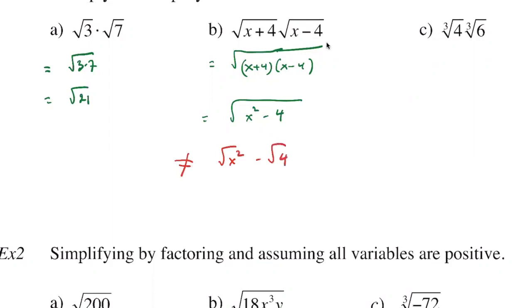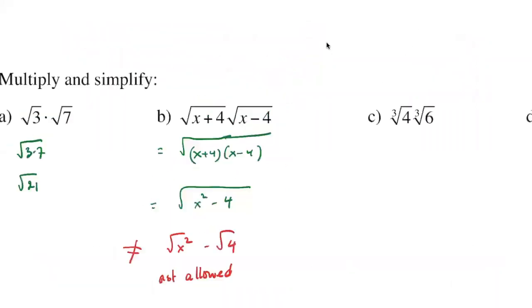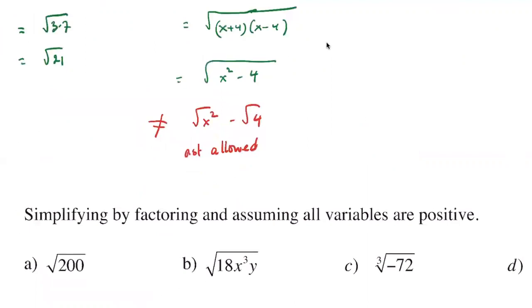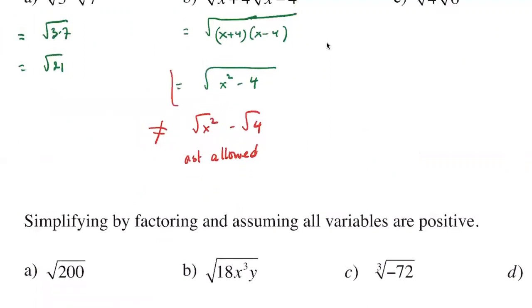The answer is no. This is not allowed because we don't have a rule for the square root of a difference becoming the difference of square roots. That's not a rule. That's just something that we intuitively think is correct, but it's not correct. The rule we're looking at in this section is that if it is multiplication inside the radical, then we can split the radical into two separate radicals, but it's not the same thing with subtraction or addition. So this is as far as we can go there.